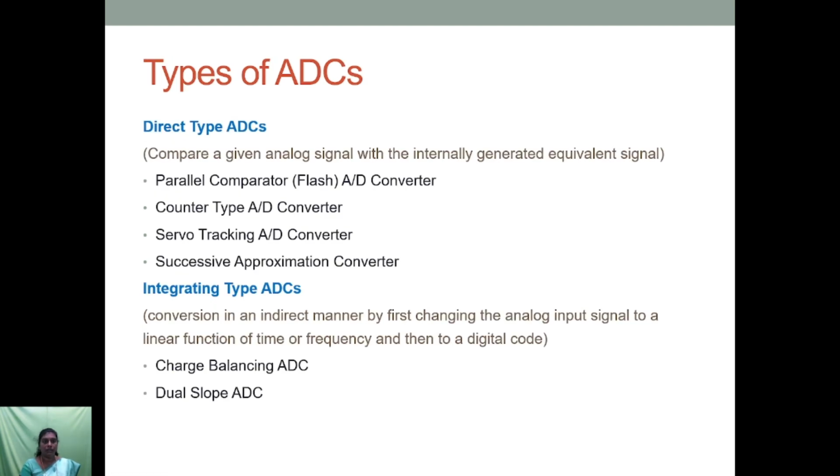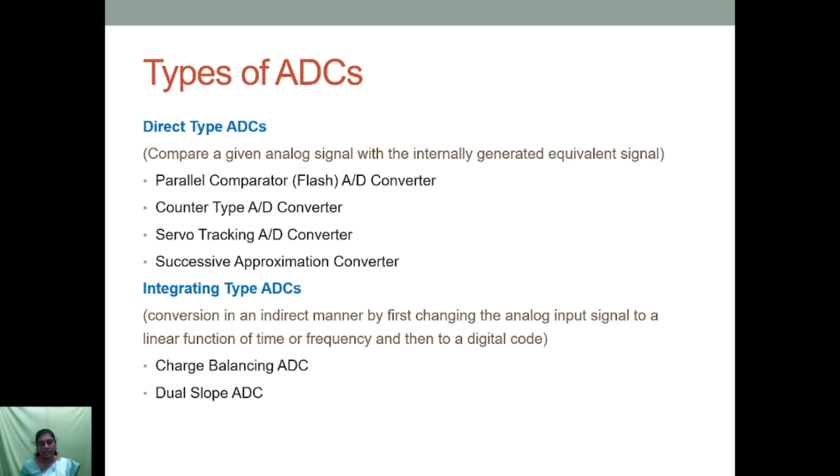Next we will see different types of analog to digital converters. The analog to digital converter is mainly classified into two types. One is direct type analog to digital converters and the other is integrating type analog to digital converter. The direct type analog to digital converter compares the given analog signal with the internally generated equivalent signal.